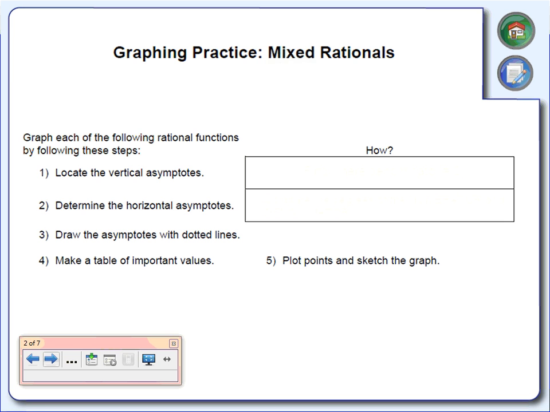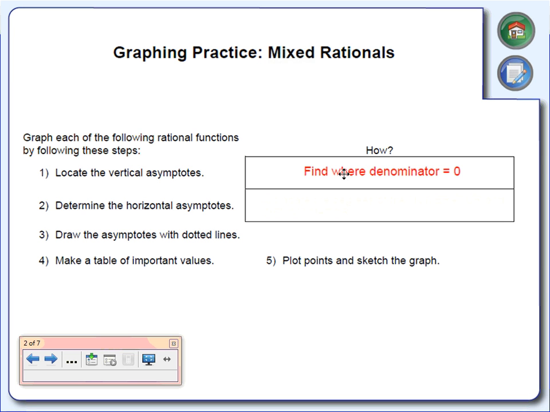As you can see up at the top, the first thing we're going to do is locate the vertical asymptotes. And you guys just told me how we can find that vertical asymptote: set the denominator equal to 0 and solve. So that's going to give us our vertical asymptote.